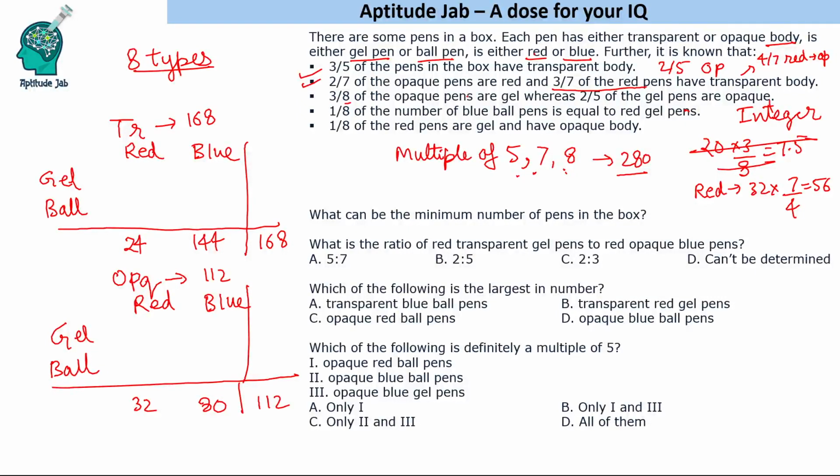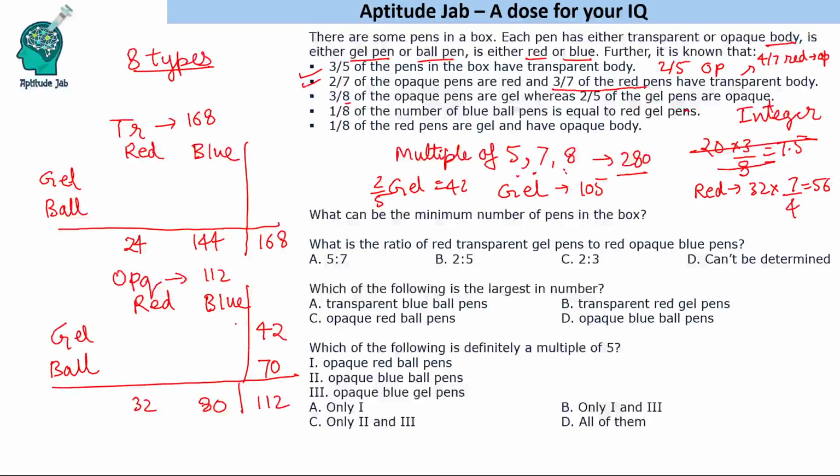Now 3/8 of opaque pens are gel. This is 112, 1/8 is 14, and 14 into 3 is 42. So 42 opaque pens are gel pens, and subtracting this we get 70. Now 2/5 of the gel pens are opaque. So 2/5 of the gel pens is equal to 42. That means we have 105 gel pens.